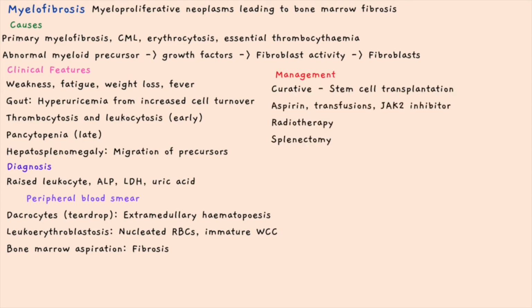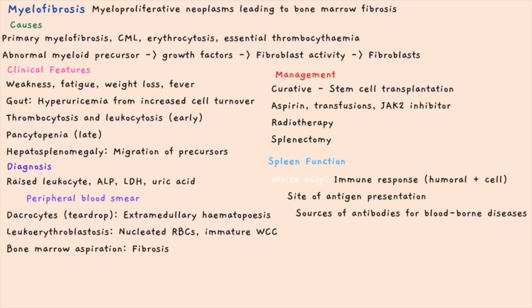Management, curative, if it's a younger patient with good prognosis, you can do a stem cell transplantation. Other supportive or symptomatic treatment includes aspirin, because you want to reduce the chance of clots forming due to the increased platelets. You can also do transfusions where you're giving them healthy blood, so a healthy amount of red blood cells, leukocytes, and red blood cells, as well as a JAK2 inhibitor, because that's a gene that's often associated with myelofibrosis. Radiotherapy and splenectomy are other options.